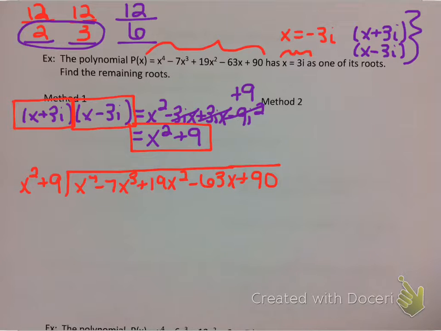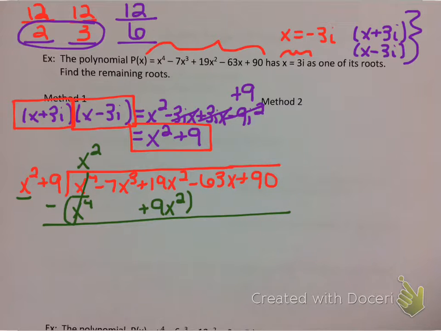Okay, and so x squared into x to the 4th is x squared. X squared times x squared is x to the 4th, and x squared times 9 is 9x squared. So I line it up with the other x squared term, and then I subtract. The x to the 4th cancel. The negative 7x cubed carries down because there's nothing being subtracted from it. This minus needs to distribute to this positive 9x squared, so I end up with 10x squared. And then the minus 63x and the plus 90 carry down.